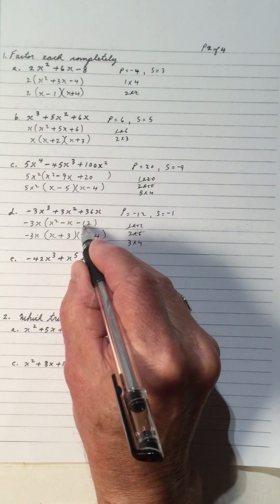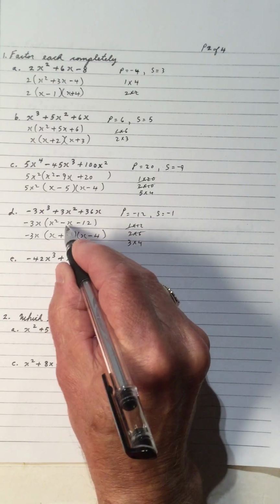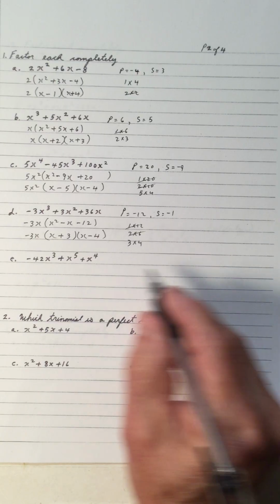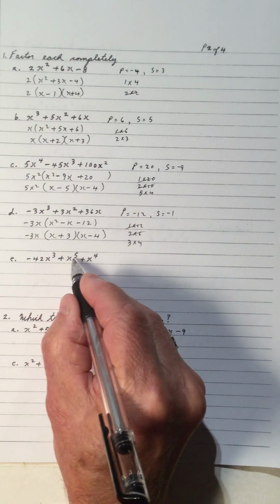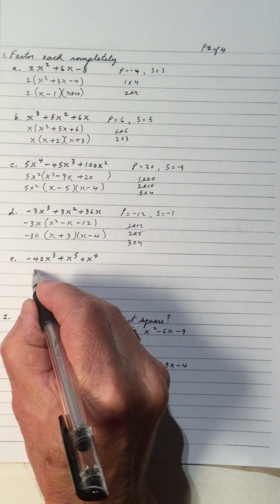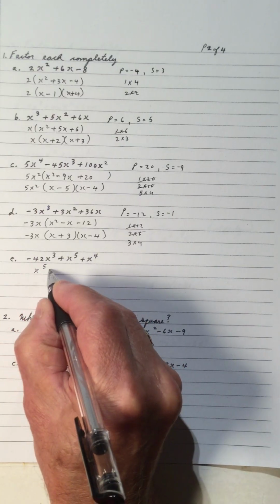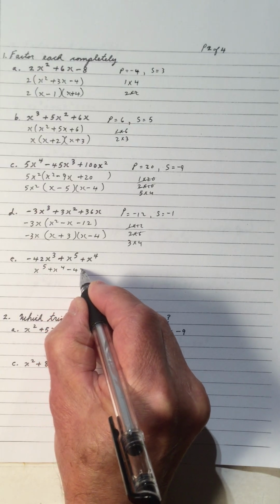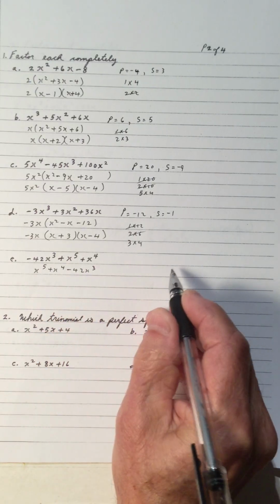3 times negative 4 is negative 12. Add 3 and negative 4, negative 1. Perfect. In descending order, we have to have a 5, then a 4, and then a 3. So we get x to the 5 plus x to the 4 minus 42x cubed.